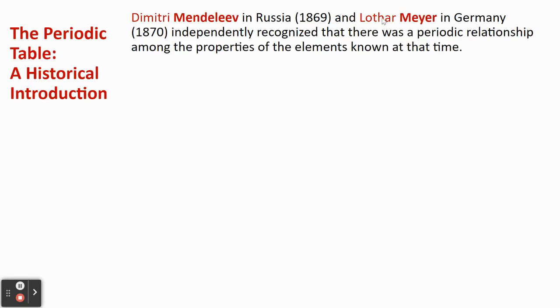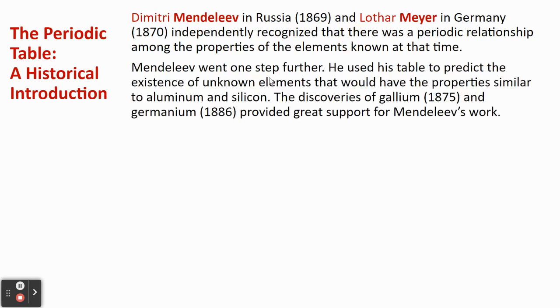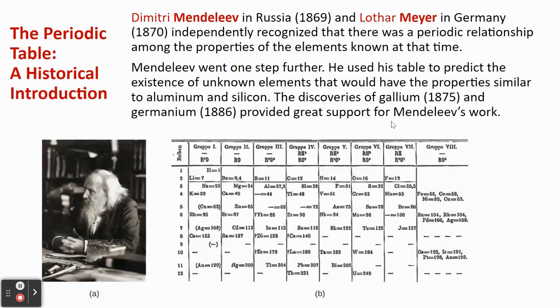So Mendeleev and Meyer independently recognized that there are periodic relationships between the properties of elements. Now, Mendeleev took that one step further. He actually used the information he knew about known elements to predict the existence of unknown elements and the properties of those unknown elements. When gallium and germanium were discovered, the properties of those elements very closely matched the predictions that Mendeleev had made, and therefore provided great support for Mendeleev's work.